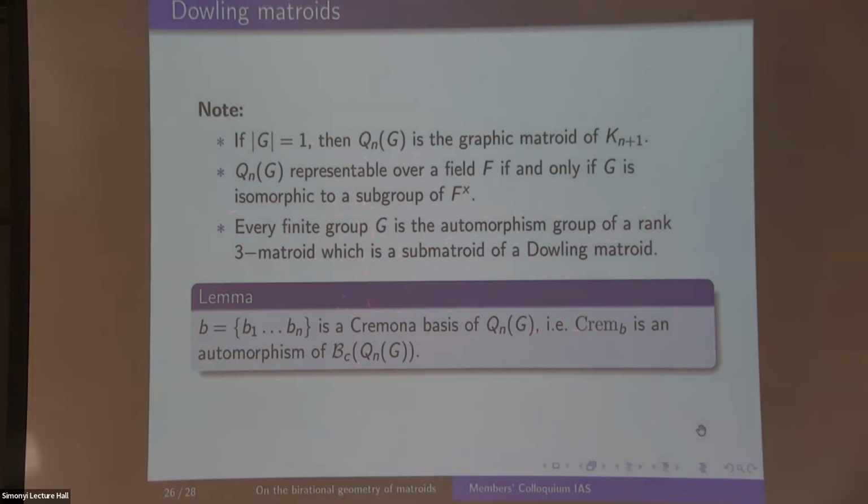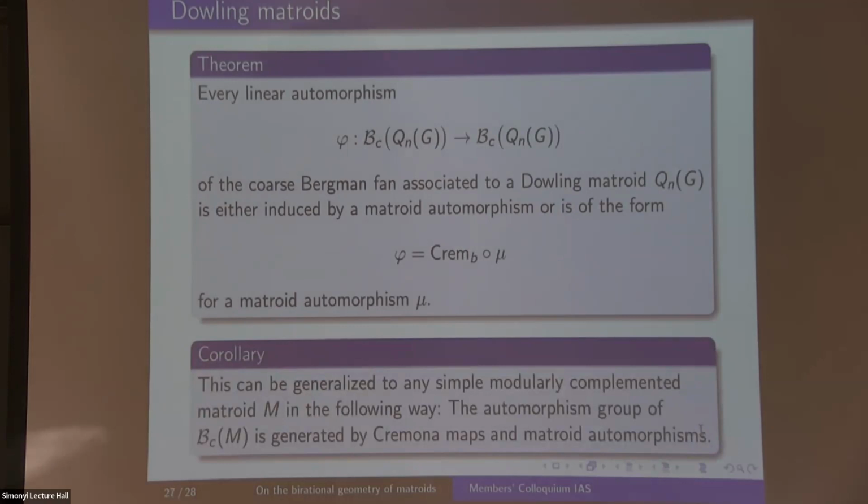Okay, and we show that these Dowling matroids have Cremonas by showing that this basis we use to define this thing is actually a Cremona basis. So it fulfills our property, and we can define the Cremona automorphism of the coarse Bergman fan. So this is now a non-trivial example because you have Cremonas, and then we go on and show that every automorphism of the coarse Bergman fan associated to such a Dowling matroid is either coming from a matroid isomorphism, or you get it by composing a matroid automorphism with your Cremona. So in particular, here the automorphism group of the coarse fan structure is generated by this one Cremona the matroid admits plus the matroid automorphisms.